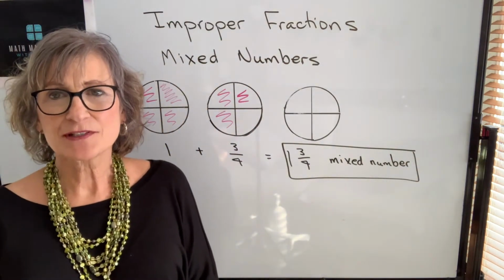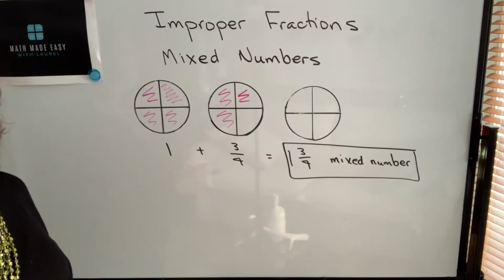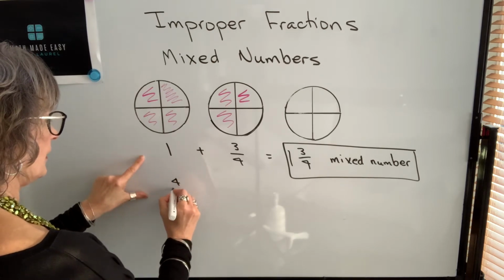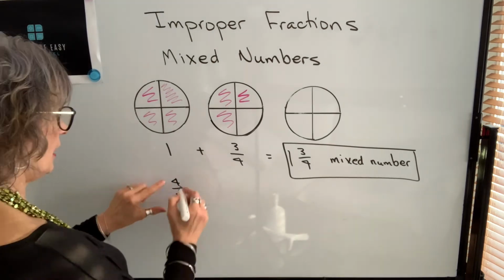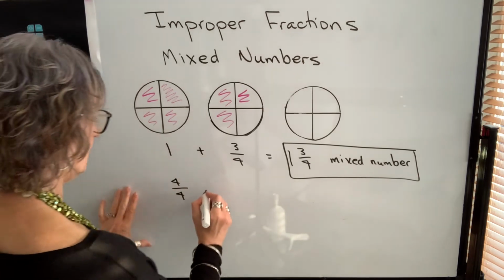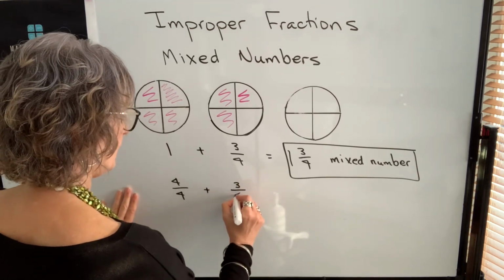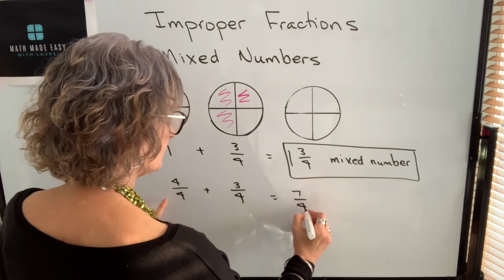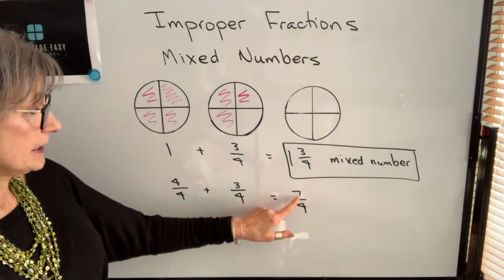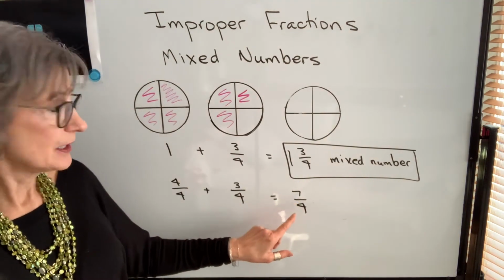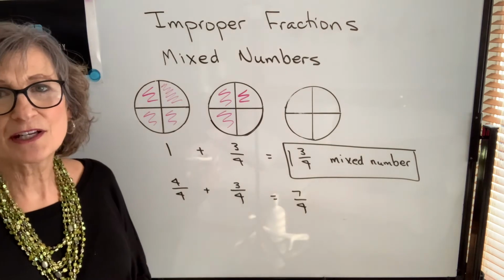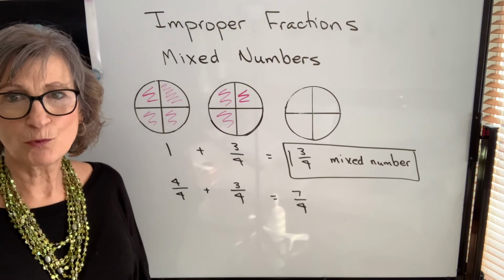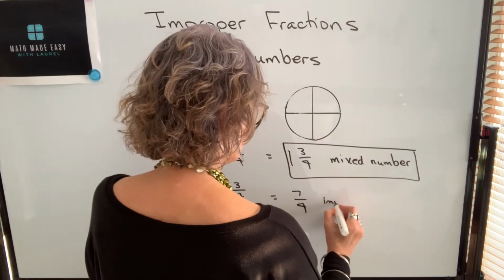The other way of expressing it is all in fraction form. So instead of this being 1 full pie, we could say it's 4 pieces out of 4. 4/4 is equivalent to 1. Plus 3/4 of a pie. And when we add that together, that will be 7/4. That number is greater than 1. So we left it all as a fraction, but its value is greater than 1. When you have a fraction whose value is greater than 1, that's called an improper fraction.